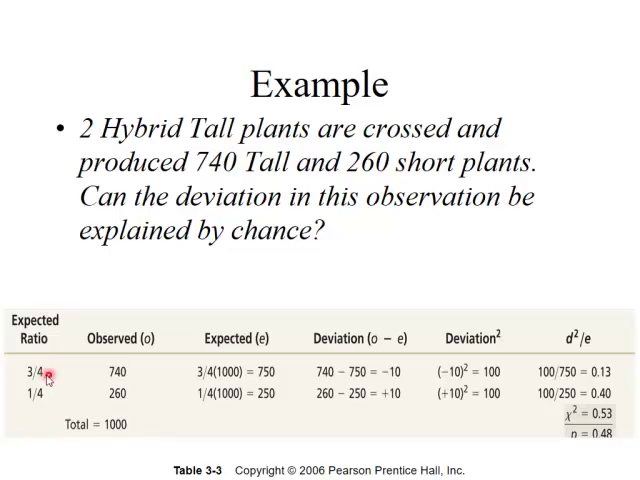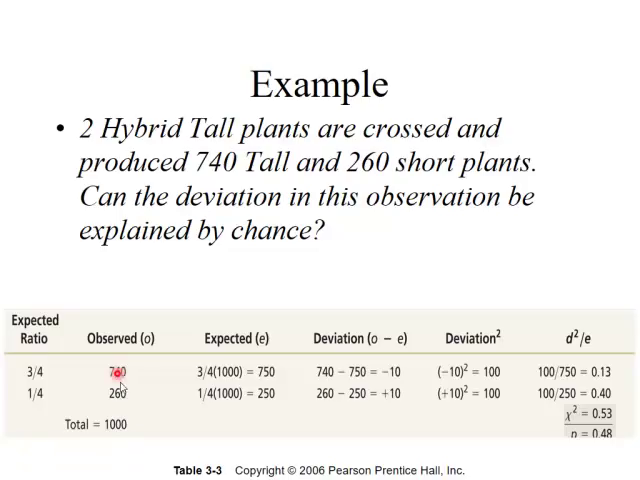Then take your expected ratio and multiply it by your total number of plants to get the actual expected number of plants. So if we have 1,000 plants and 3/4 or 75% of them are supposed to be tall, then we would expect to see 750 tall plants. In the same sense, 1/4 times 1,000 would give us 250. We would expect to see 250 short plants.